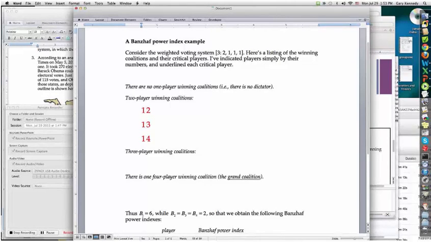But if we leave out player 1 and take any other two players, that's only 2 votes. So none of those are winning coalitions. Thus we have a complete list of the 2-player winning coalitions. Before we go on, let's figure out who's critical.